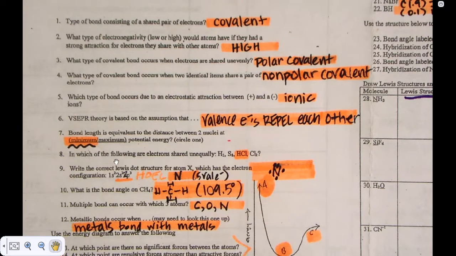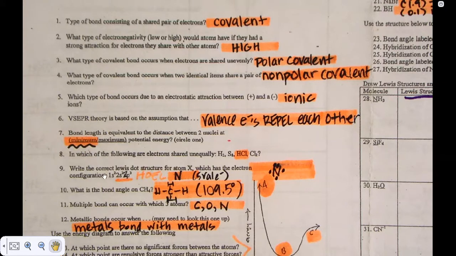Number 8, in which of the following are electrons shared unequally? So you're looking for the molecule that would have atoms bonded that have different electronegativities. So it has to be HCl because hydrogen and chlorine have substantially different electronegativities. Hydrogen is a 2.1 and chlorine is a 3.0. If you look at your electronegativity table, you would see that. The other choices are all the same elements, so they have to share evenly.